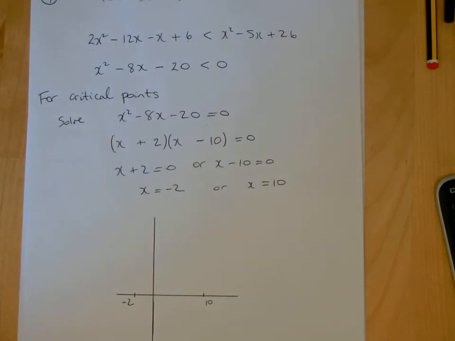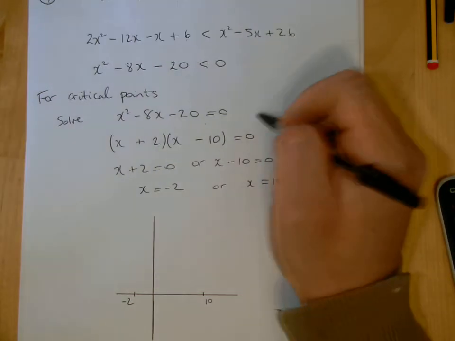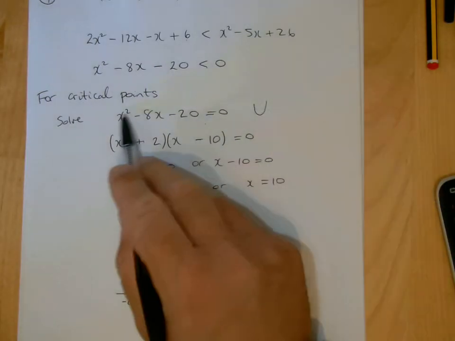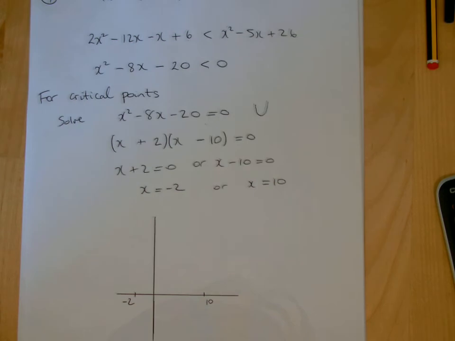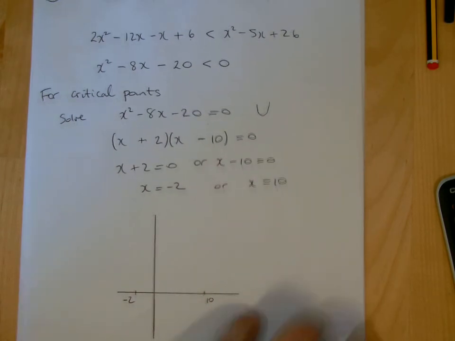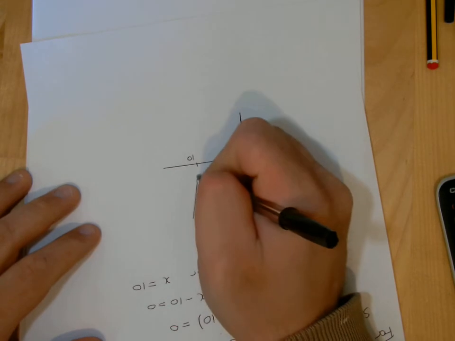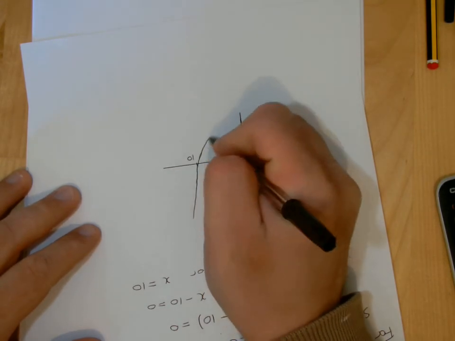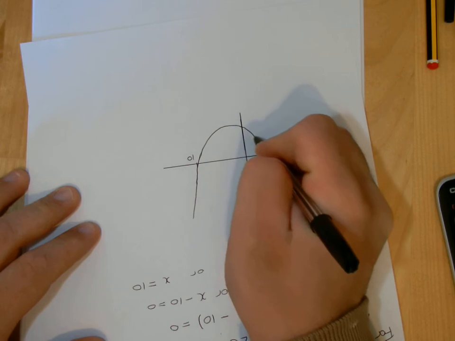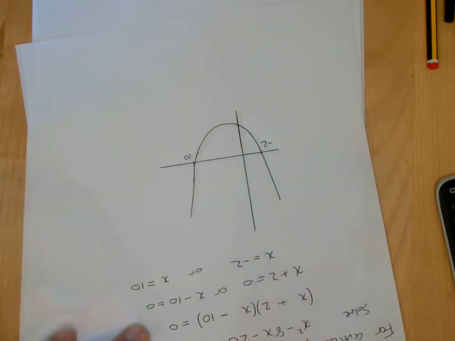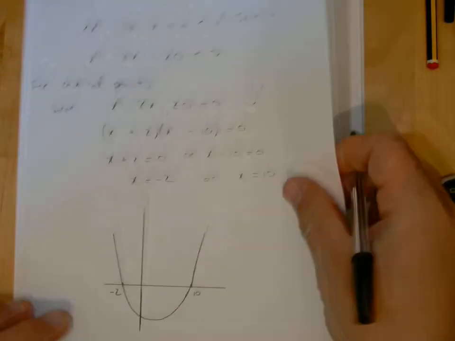So we can draw our quadratic. Of course it's going to be a smiley face, isn't it? It's going to be U-shaped because it's positive. So what I'm going to do is actually turn this upside down, I find it slightly easier to draw. Okay, so there's my U-shape.